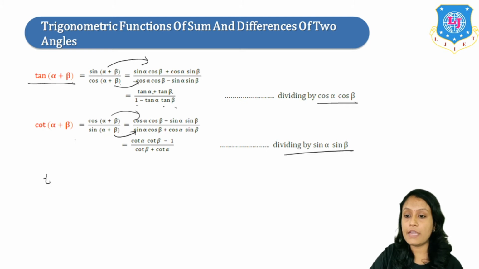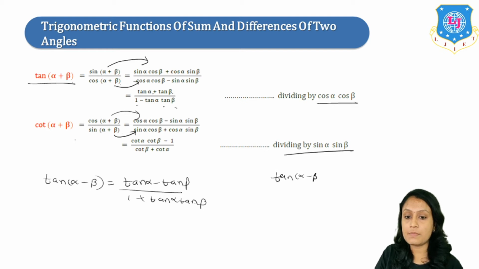Similarly we can derive the formula for tan alpha minus beta. So you will get the formula as tan alpha minus tan beta upon 1 plus tan alpha tan beta. What we need to do is, in place of tan alpha minus beta, just write down sin alpha minus beta upon cos alpha minus beta. Substitute these both formulas, simplify, and you will get this answer.